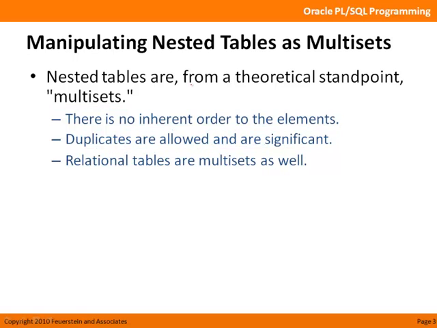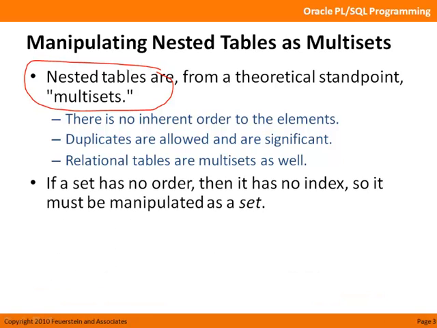Turns out that nested tables are also multisets, or intended by Oracle to be treated as multisets. And if a set has no order to its elements, then it in effect has no index. And therefore the only way to manipulate the data in that multiset is as a set, not as a programmatic structure in which you iterate through them element by element. Now, as you know from working with nested tables, there is an index available in a nested table, so Oracle kind of cheats. You can use the index to iterate through the elements of a collection, but in Oracle 10G and higher, you can also manipulate that nested table as a set.